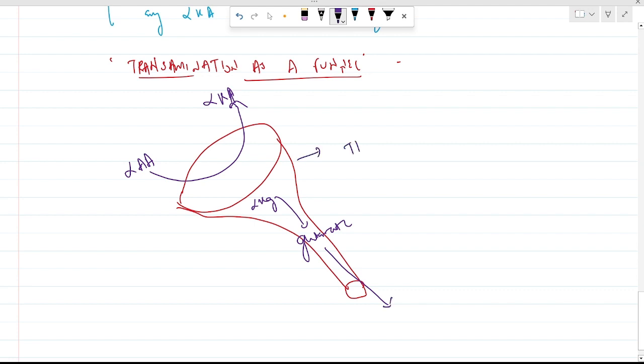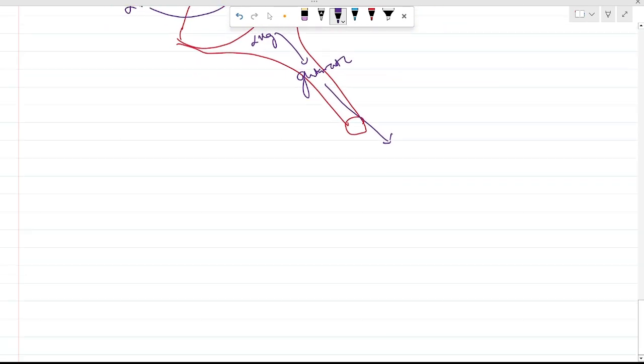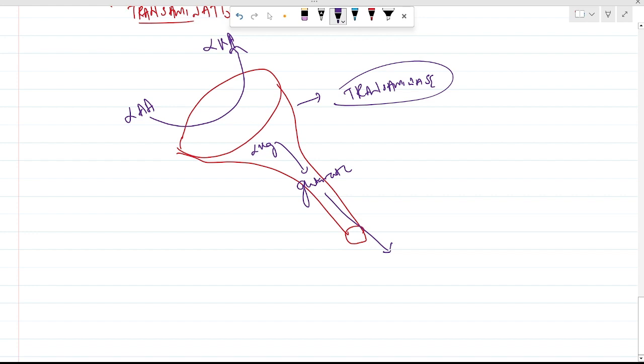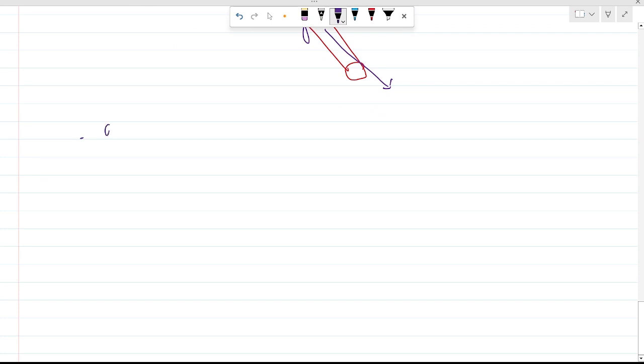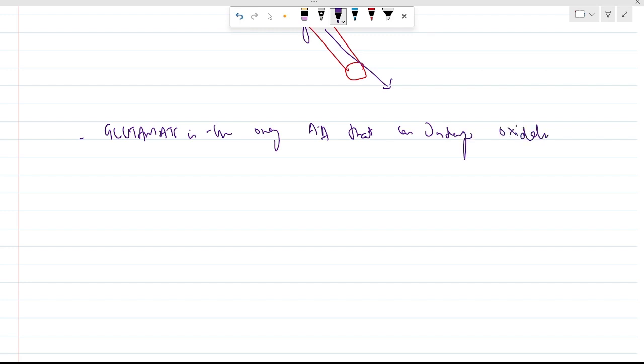This funnel is our transaminase funnel. So we can say that the alpha amino group of any alpha amino acid is getting concentrated as glutamate. So we can conclude that glutamate is the only amino acid that can undergo oxidative deamination. Very important point, glutamate.